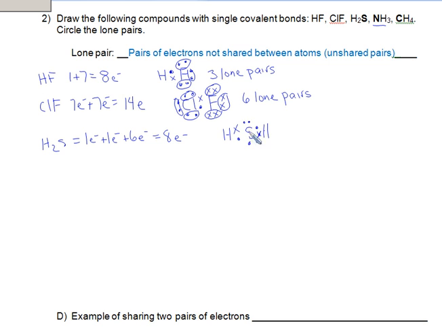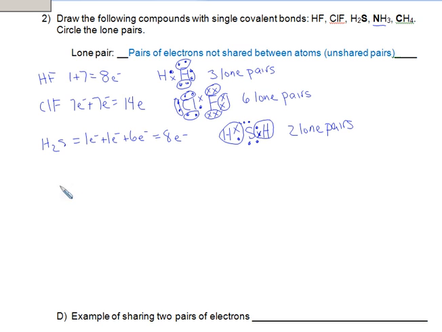We have a total of 8 electrons. Each hydrogen has 2 electrons, so that it is isoelectronic with helium, and sulfur has 8 valence electrons. In this case, we've got 2 lone pairs located, one above the sulfur and one below the sulfur.